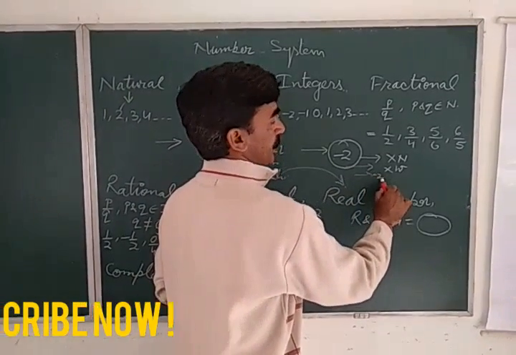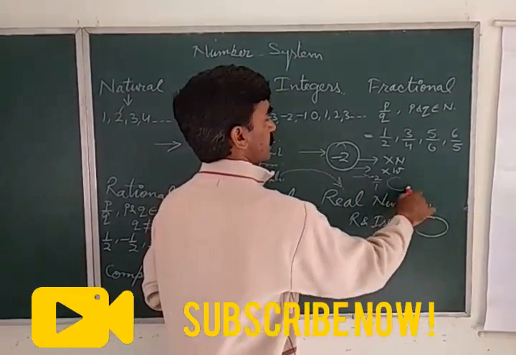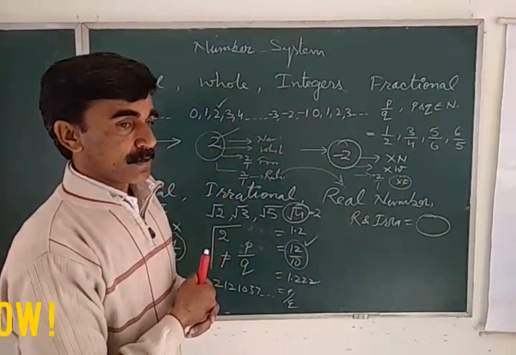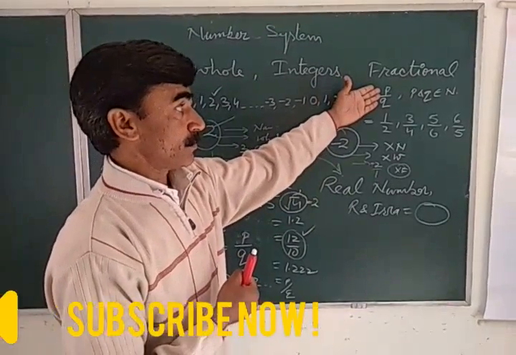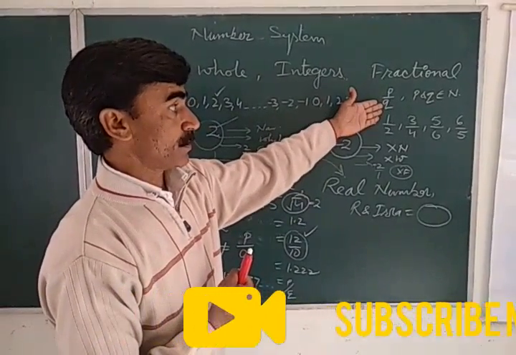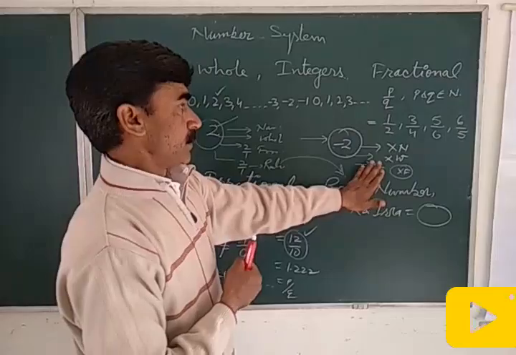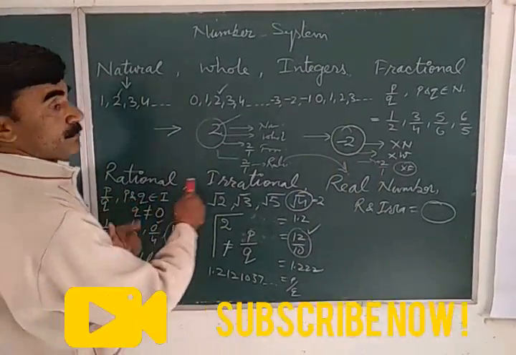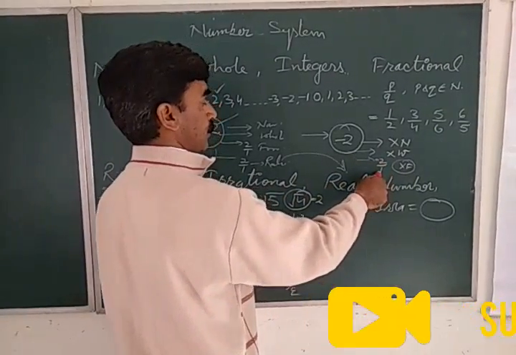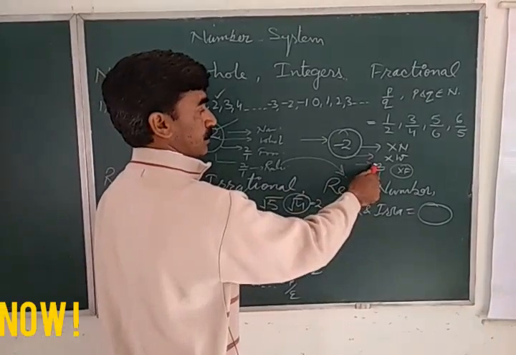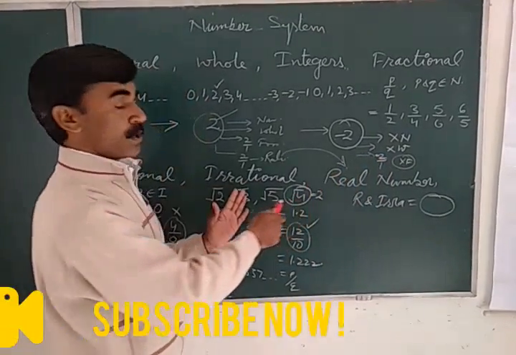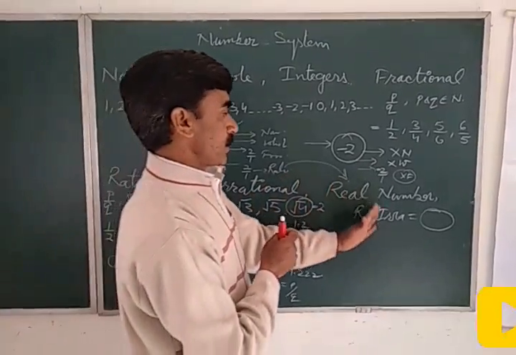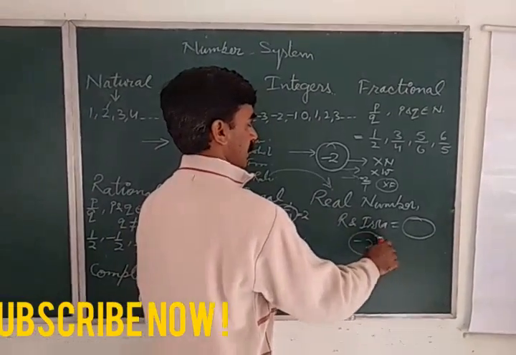Minus 2 can be written as minus 2 upon 1, but this is not a fractional number, because one number is negative, and in a fractional number, numerator as well as denominator, none can be negative. So it is not a fractional number. As for minus 2, yes, it is a rational number, because it is in the form of p upon q. It is not irrational, because irrational numbers cannot be written in the form of p upon q. And in total, minus 2 is a real number.